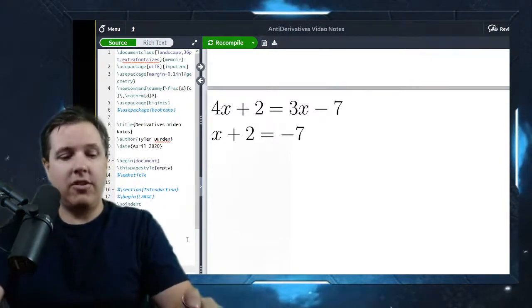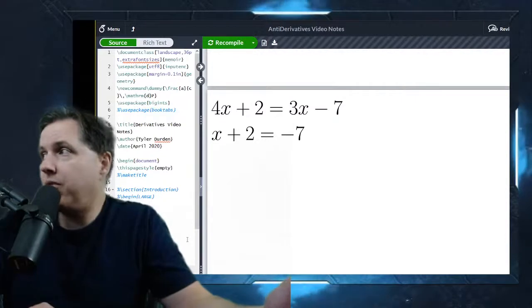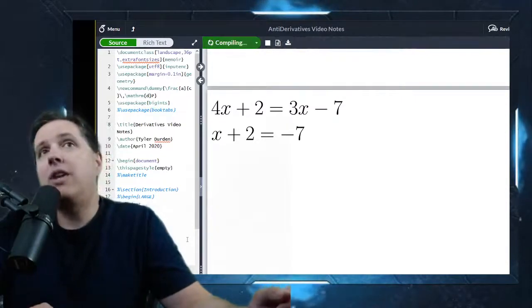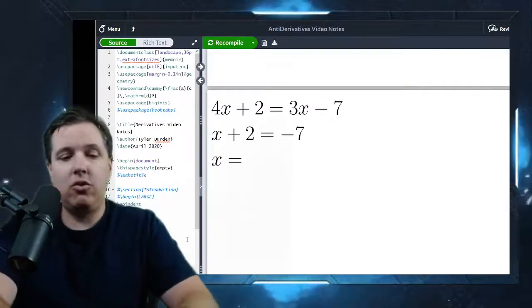And when I do that on the left, I just get x. That was the whole point of me subtracting 2. And then when I have negative 7 minus 2, I get negative 9.